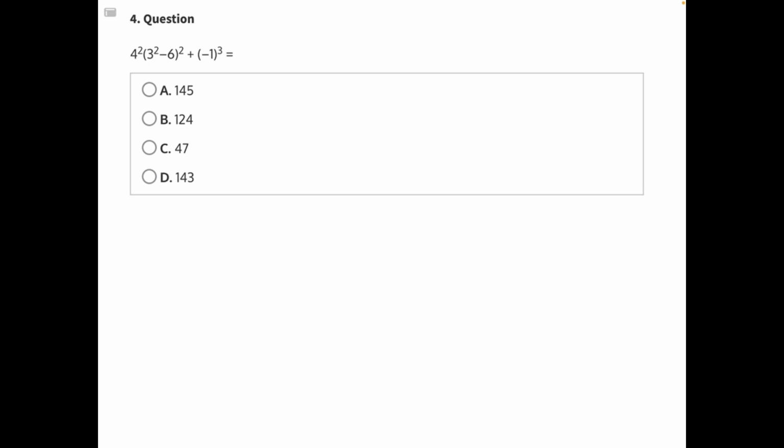To solve this question, we need to follow our order of operations, or our PEMDAS, starting with P, which stands for parentheses. This section right here, let's pull that out by itself. There are multiple operations happening here, so let's take us through PEMDAS again.